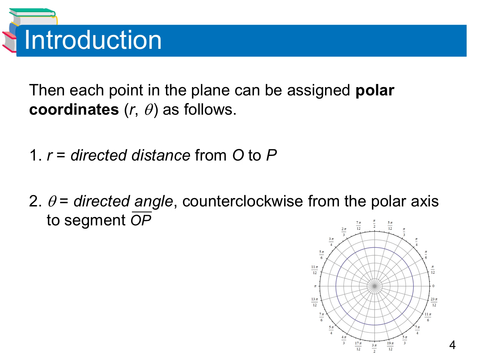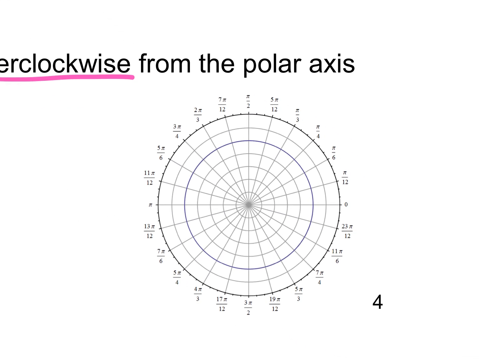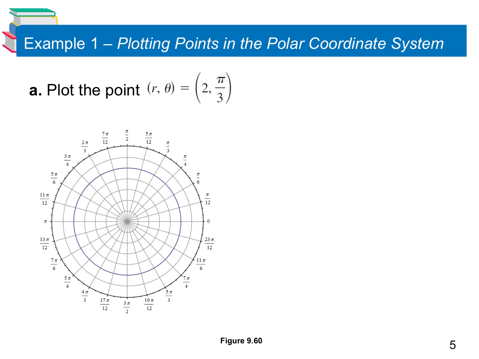Next page just says the same thing. In our polar coordinate system, we're going to have (r, θ), where r is the directed distance from the pole to the point, and θ is the directed angle. We go counterclockwise from the polar axis. So we start at 0, we go counterclockwise, similar to what we did in the unit circle. We would go up for positive angles, and we go down from the polar axis for negative angles, similar to our unit circle. So in example 1, we're going to plot the point.